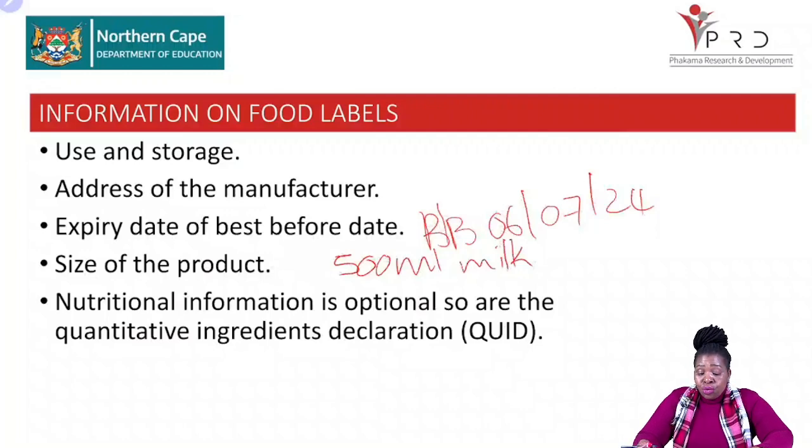In short, it's QUID. Nutritional information, we are talking about the nutrients that are found in the food product. Most packages do have the nutritional information, but some do not have. And then the quantitative ingredient declaration is how much of each ingredient has been used in the product. So this information is optional. It can be there, it can appear, or it cannot appear. Right?